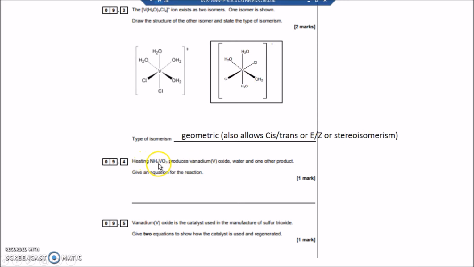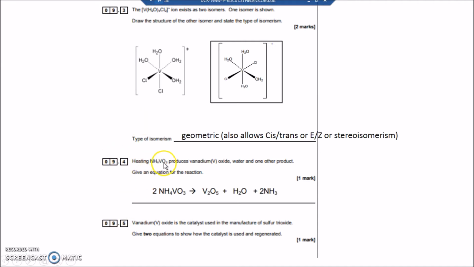Heating NH4VO3 produces vanadium 5 oxide, water and another product. Well, we need to decide what V5 oxide is. Vanadium is an oxidation state +5. Oxygen, O, is an oxidation state -2 because it's in group 6, going to gain 2 electrons. So I've got a 5 oxidation state and a 2 oxidation state. So let me do spoilers and show you what vanadium 5 oxide is, and you'll understand.